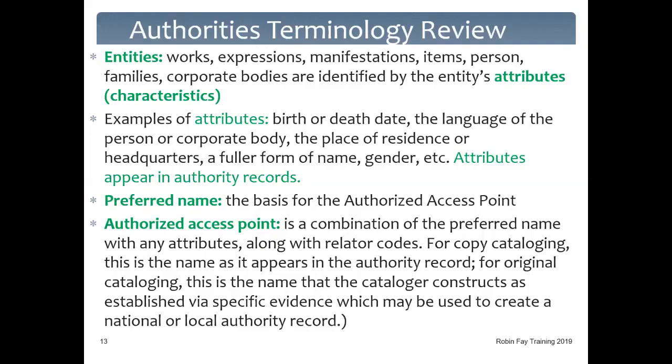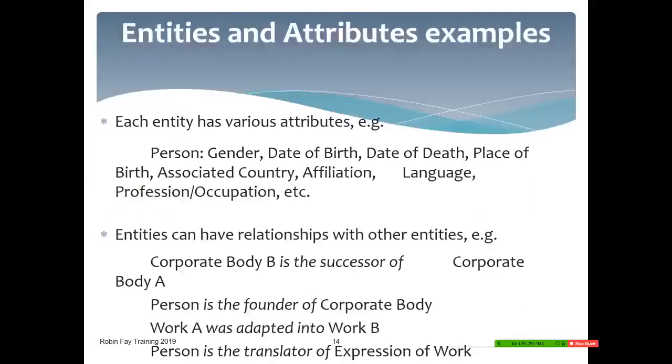So, you know, the first time that I had someone create an authority record for me, they contacted me and asked me some information, and I gave them some information back, and that was the basis of creating my name. And then the authorized access point, which is the combination of the preferred name along with any attributes that you're going to include, and then the relator codes. So for copy cataloging, this is the name that appears in the authority record. It's also the name that should match in your 100, 600, or 700 for that particular name.